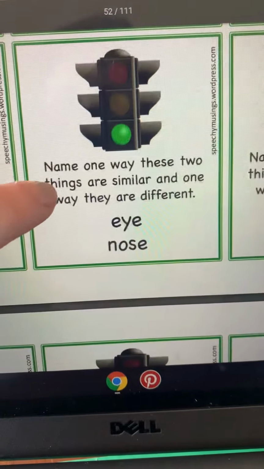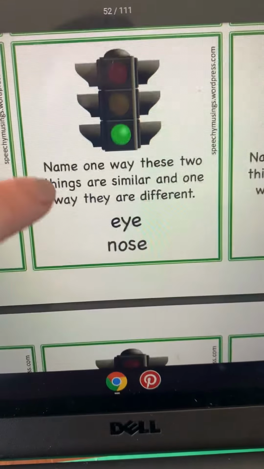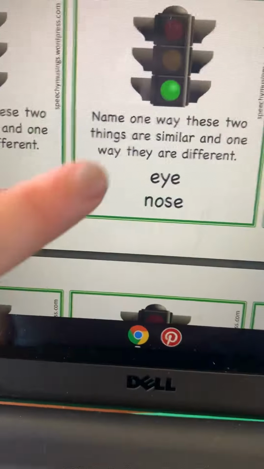All right, name one way they're the same and one way they're different. Eyes and nose, they're both parts of our face. Our eye helps us see and our nose helps us smell. And we have 2 eyes and only 1 nose, but we have 2 nostrils.